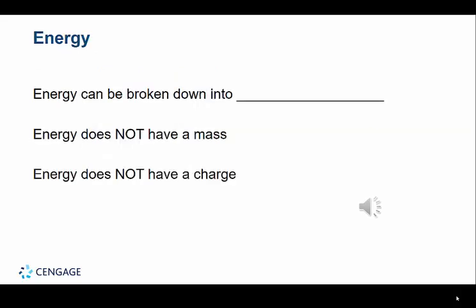Energy can be broken down into what we call photons. Now when we start talking about X-rays, we refer to them as X-ray photons because those are bundles of energy. Also, energy does not have a mass, and energy does not have a charge. So keep these two things in mind when we go further into the chapter.